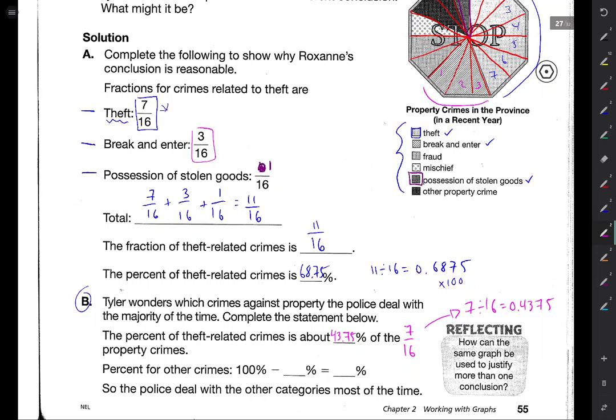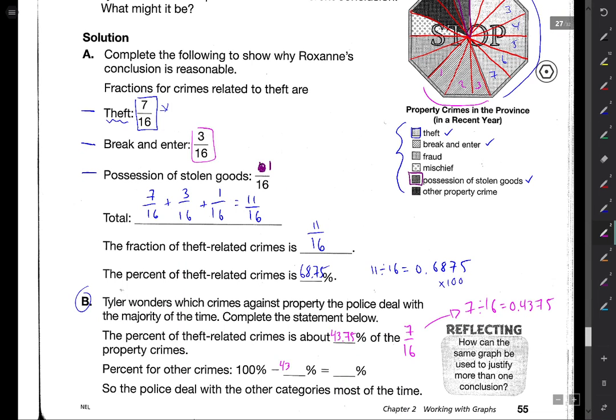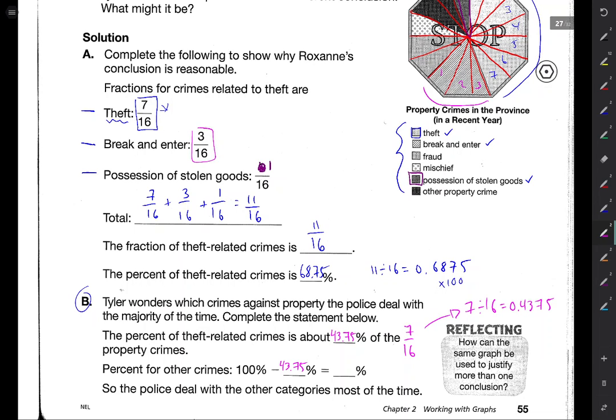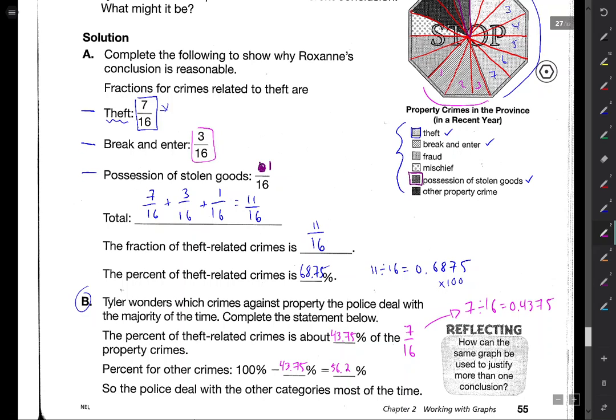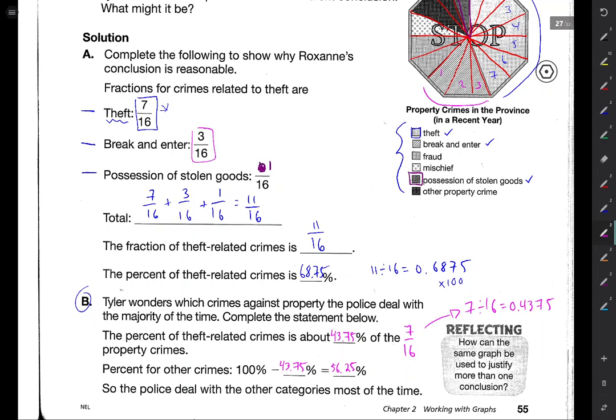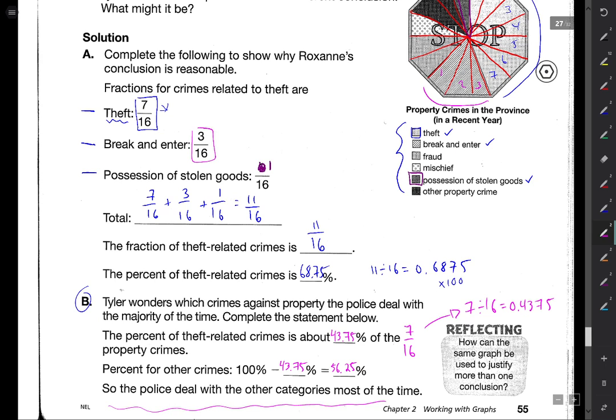Now for the percent of the other crimes, all the other ones, we're just going to do 100 minus this 43.75%, and we will be left with the percentage of all the other crimes. So 100 minus 43.75 gives us 56.25%. So all the other crimes account for 56.25% of the property crimes. Therefore, the police deal with the other categories most of the time.